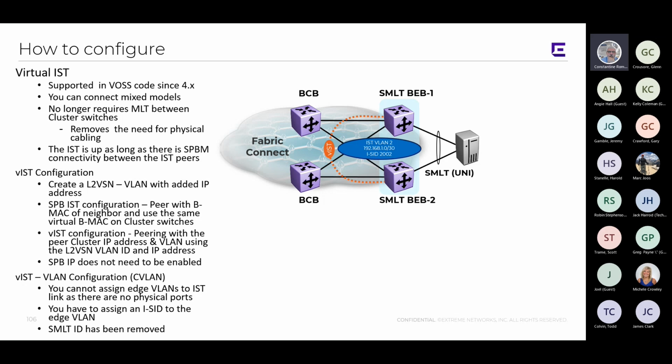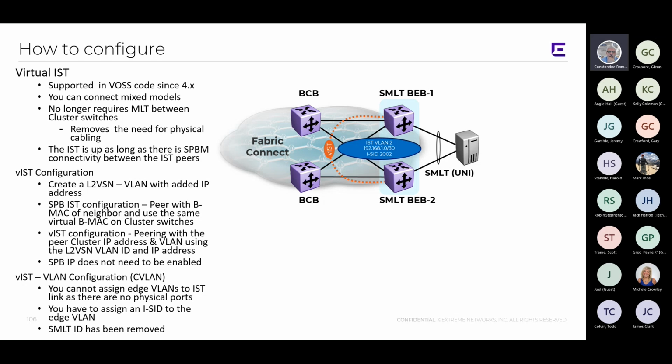But essentially, you have to peer with the peer cluster's IP address and the VLAN and the layer 2 VSN VLAN ID and IP address. SPB IP does not need to be enabled on this particular link because it is strictly a layer 2 link. So you don't need to include it in the GRT.